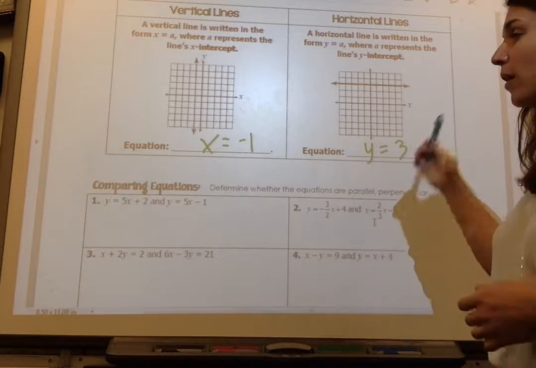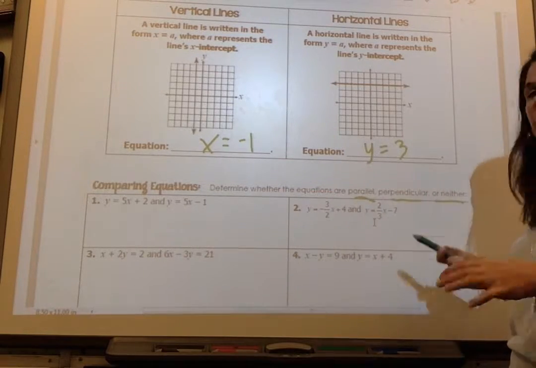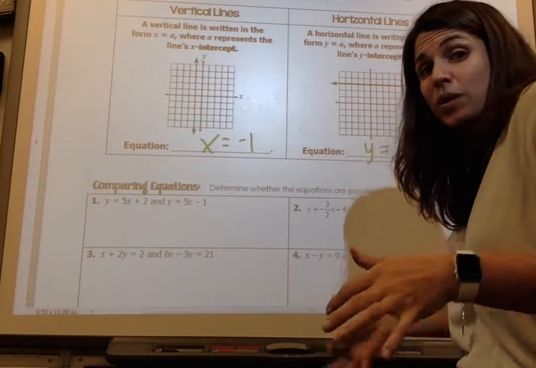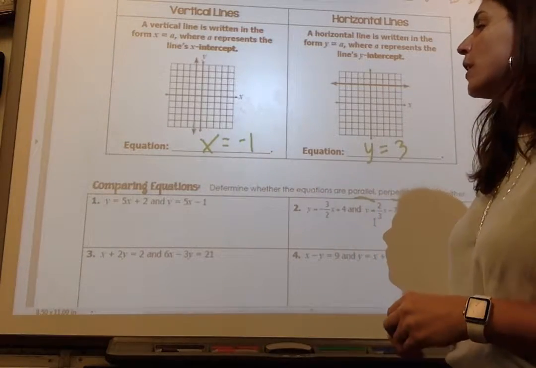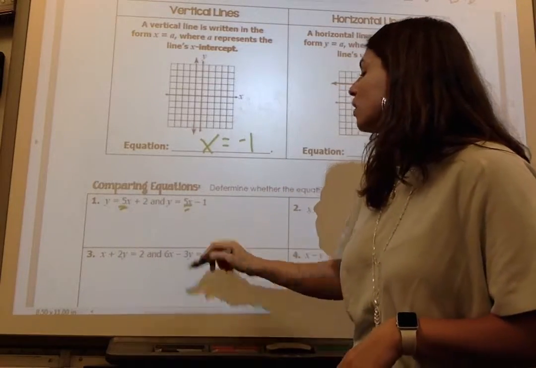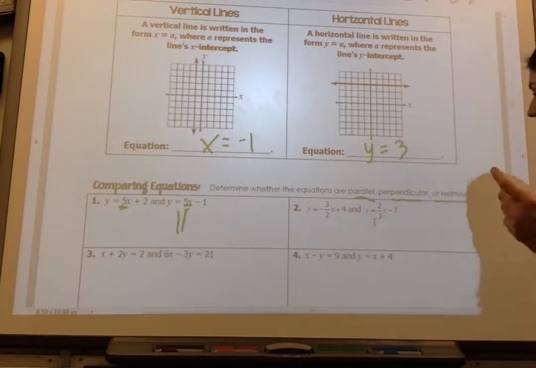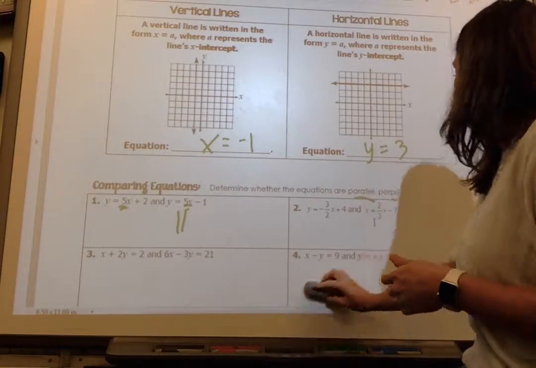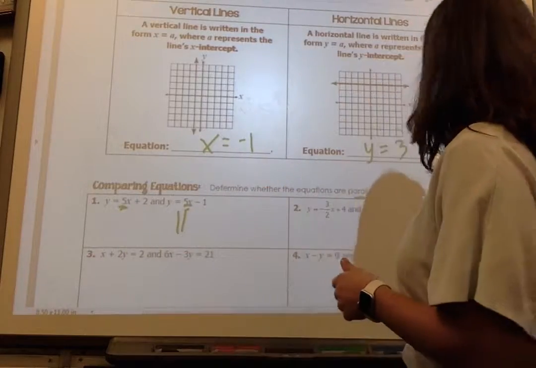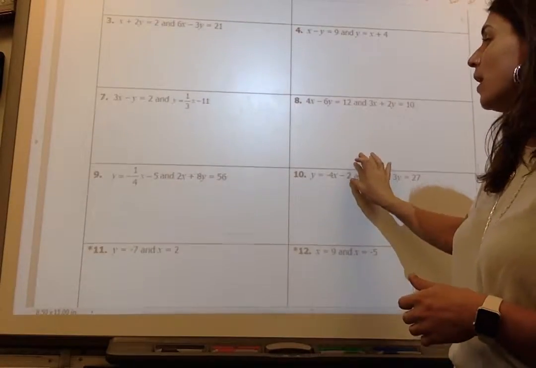Now when we compare equations, we're going to determine whether the equations are parallel, perpendicular, or neither. It's the same thing we have been doing, we just have to do a little bit of converting. Number 1, I can easily pick out the slope of line 1 and the slope of line 2, and they're the same. So I know I have parallel lines. Let me do a tricky one for you, and then I'll let you get on to your homework. Remember, if you're having trouble with this, come see me in tutoring in the morning.